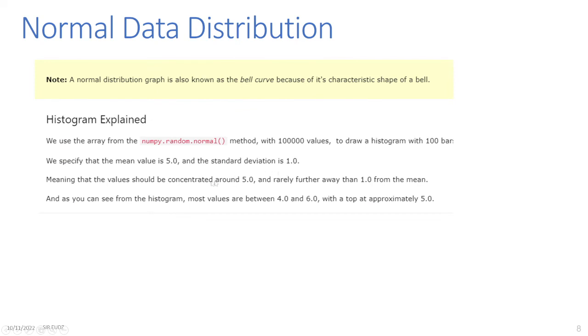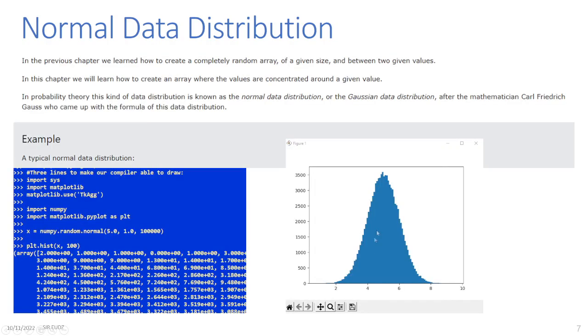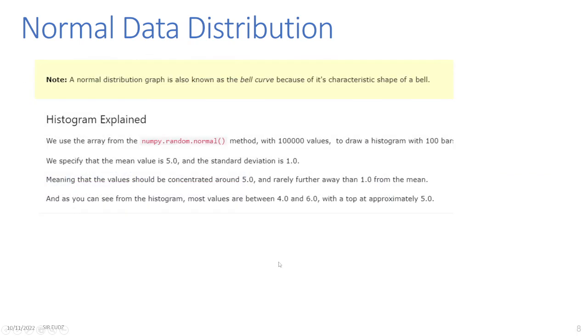So that means most of the values will deviate only by 1 from the mean. So meaning the values are concentrated around 5 and rarely farther away than 1.0. So again, most are within this range, 4 to 6. So meaning the values should be concentrated and rarely farther away than 1.0 from the mean. And as you can see from the histogram, most values are between 4 and 6 with the top at approximately 5.0, which is actually the mean. So that is actually the normal distribution.